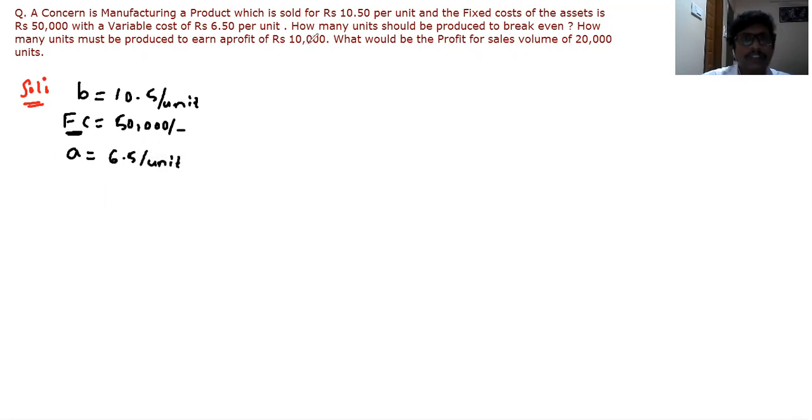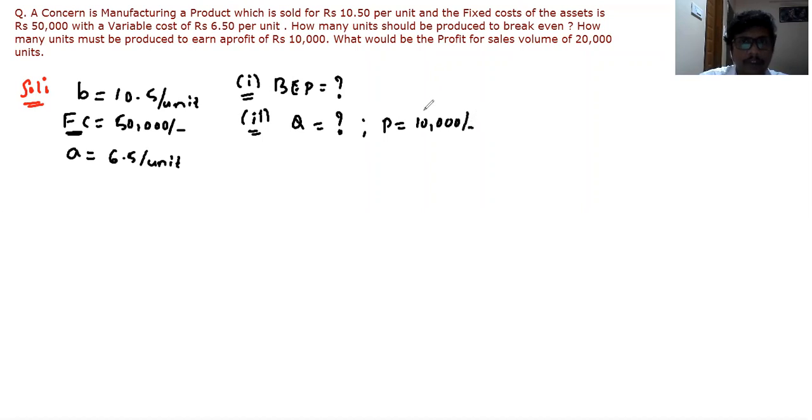How many units should be produced to break even? So the first part of the question is we need to find the break even point in terms of quantity, or break even point in terms of number of units. The second part of the question is how many units must be produced to earn a profit of 10,000 rupees. So to get a profit of rupees 10,000 with this much fixed cost, this much variable cost and this much selling price, how many parts we need to produce?